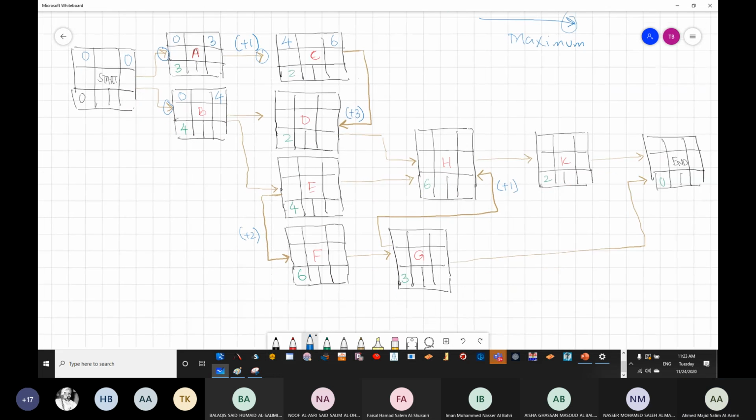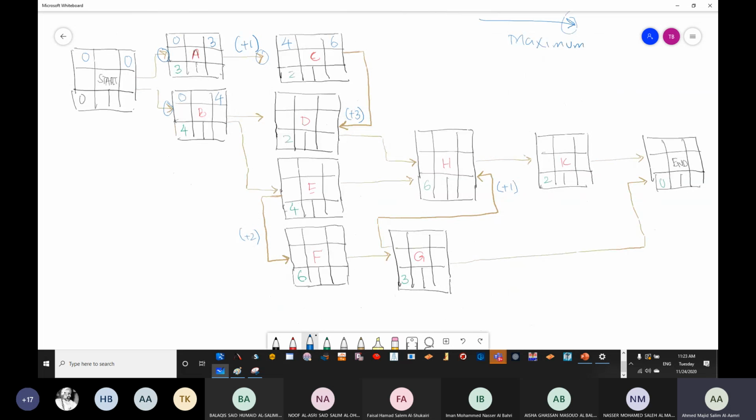Now you can see D. D is having two arrows going inside, so I'll leave it for now. I'll finish the tasks with one arrow first. So I'll go for E. E is having one arrow, which is coming from 4. So 4 plus 4 is going to be 8.